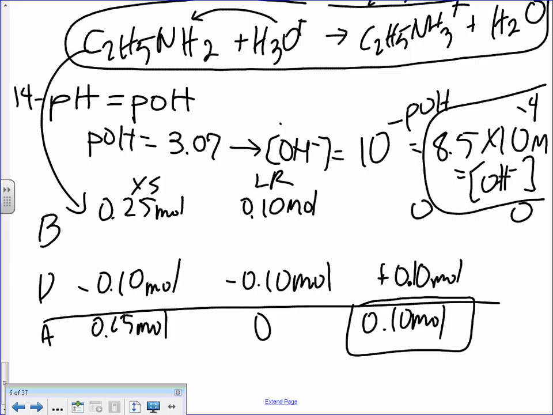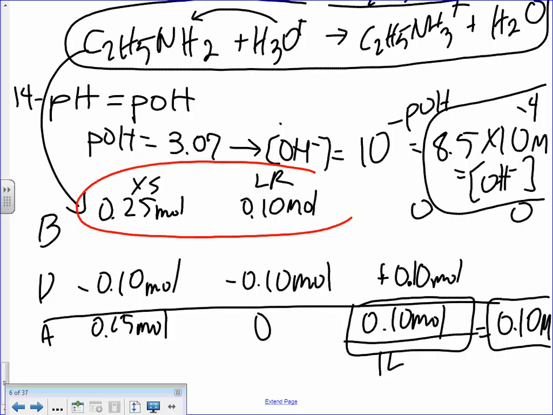So you need to divide this by 1 liter to give you 0.10 molar. Okay, so if you put 0.1 moles, you would have set up all this. You would have gotten a point for your setup. So what they did was they give you a point for your setup here, because they know that that's hard.